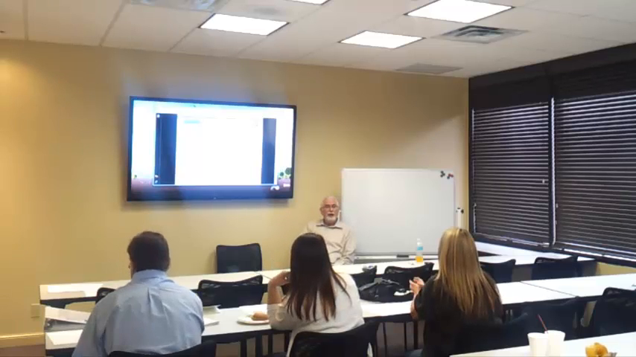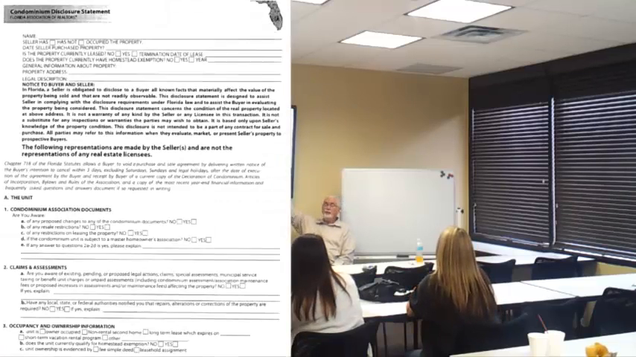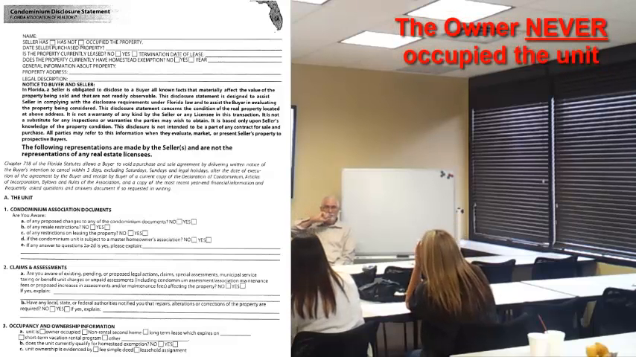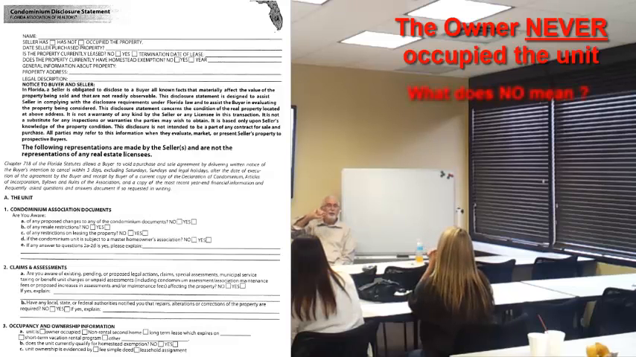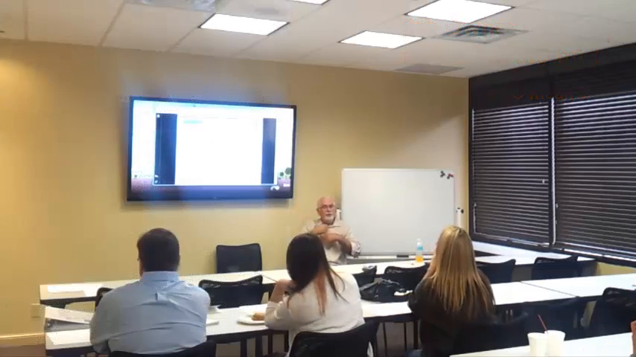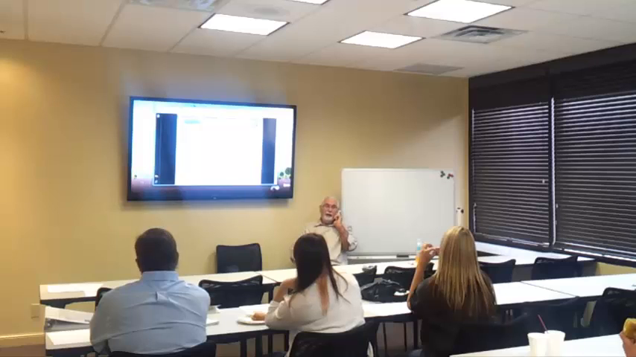What I would do with that is this. Somewhere on this first page, I would put the owner never occupied the unit, and has answered the questions they know the answers to. Or just the fact that they've never, which now tells me why the thing might be blank.